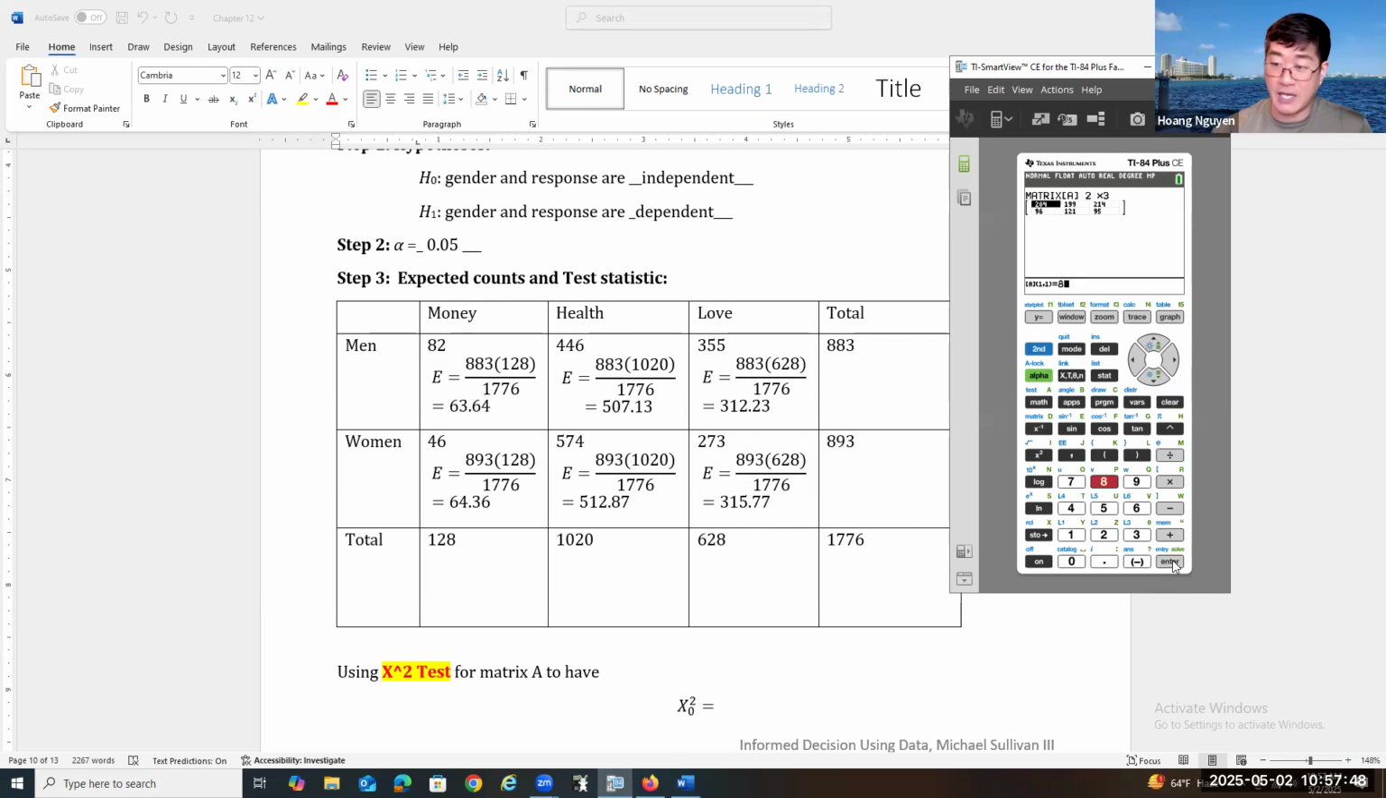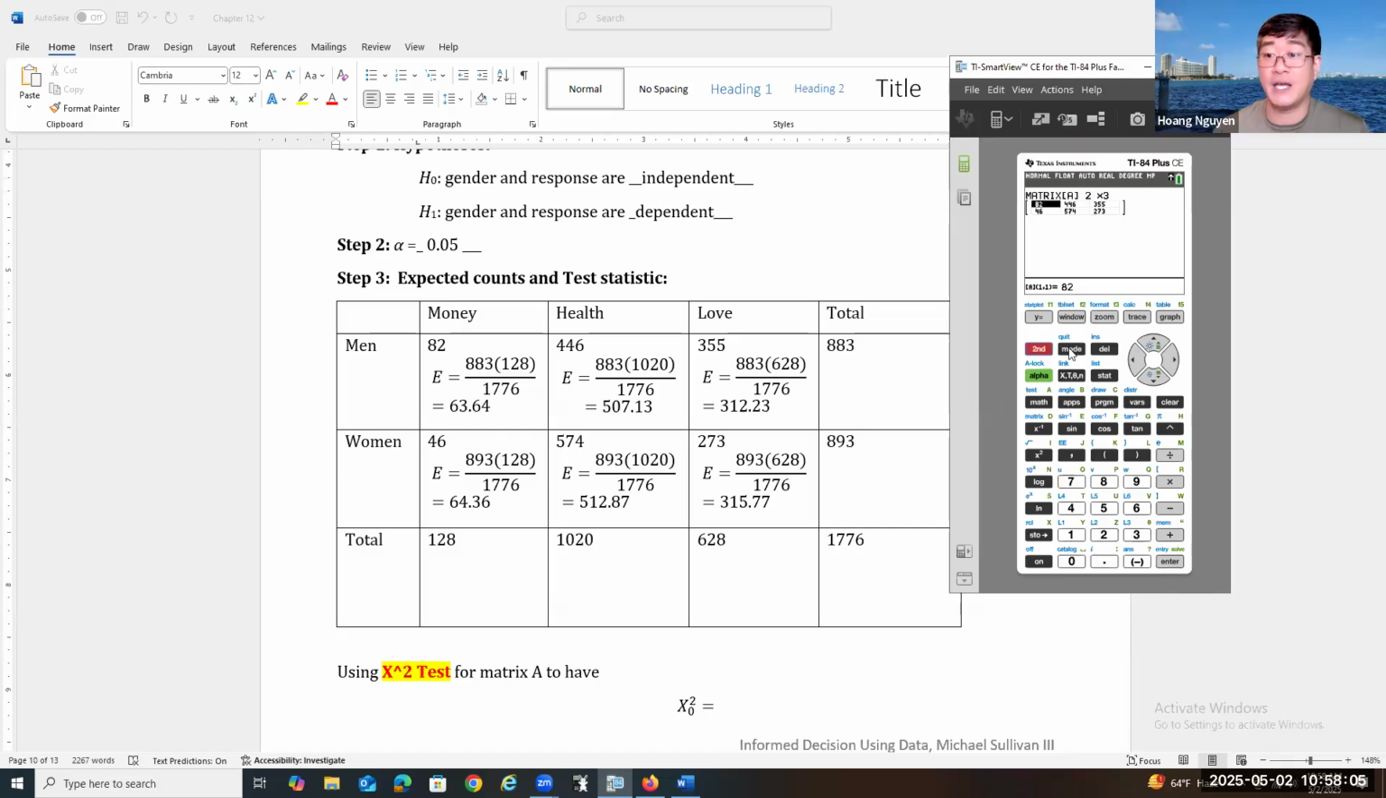Now the first value is 82. The second value is 446. The third one is 355. And then the next one is 46. The next one is 574, then 73. Okay. So we just input the matrix, right?